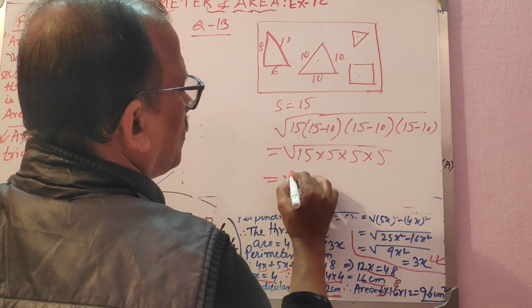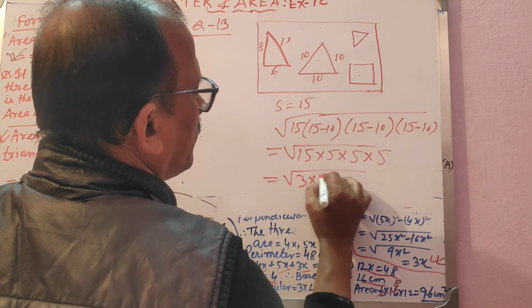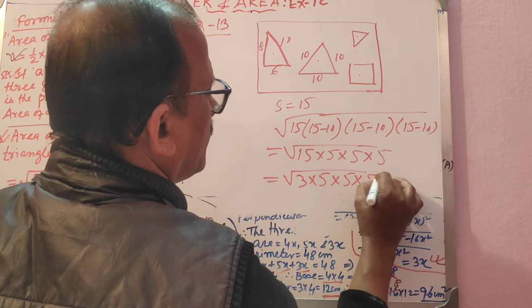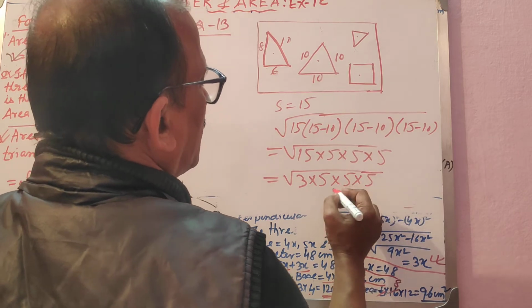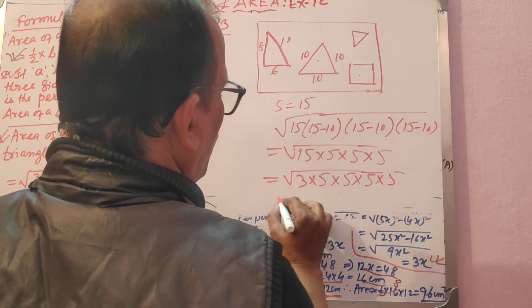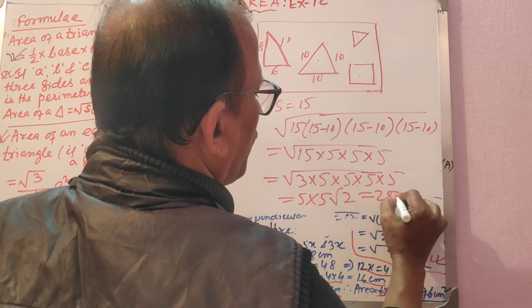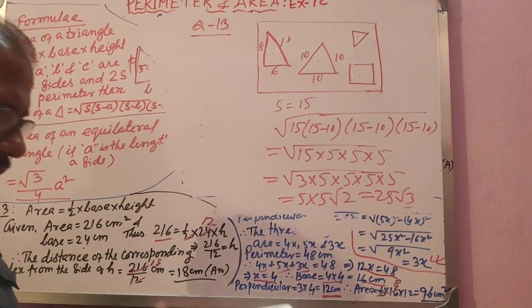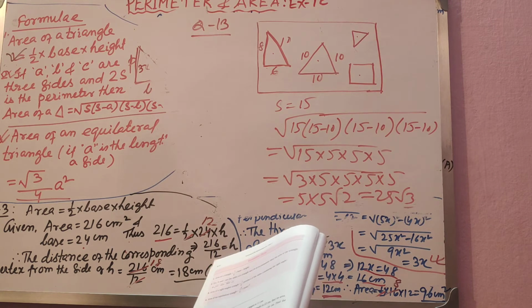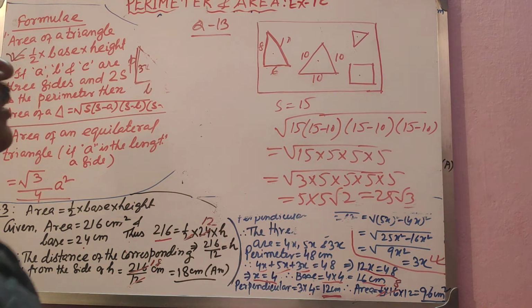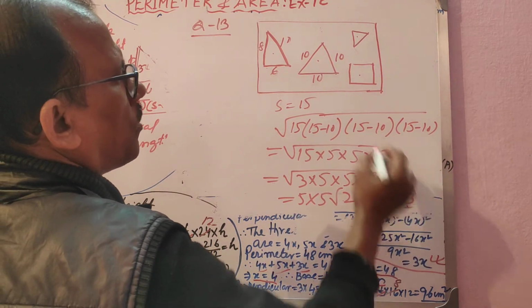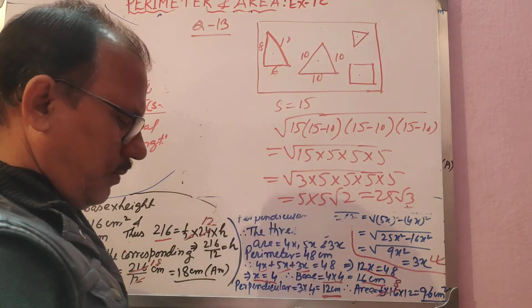So it will become 3 into 5 into 5 into 5, 3 times 5, into 5, 4 times 5. So 5 into 5 root 3, so it will become 25 root 3. Root 3 value you can put. Root 3's value up to 3 decimal places is 1.732, so you can put root 3 value 1.732. This will be the area of this.